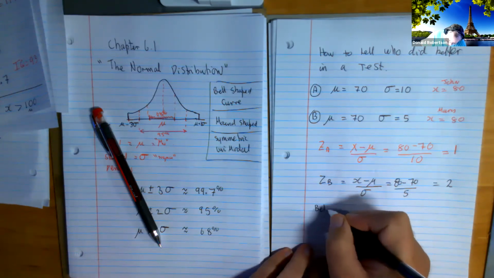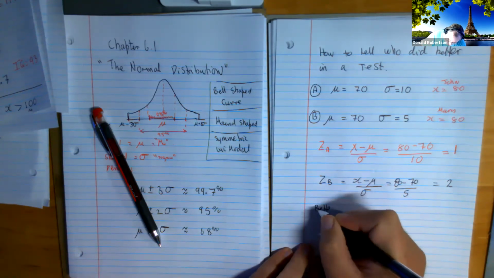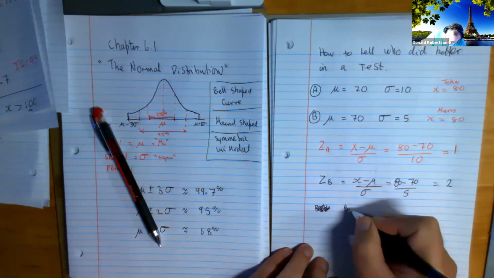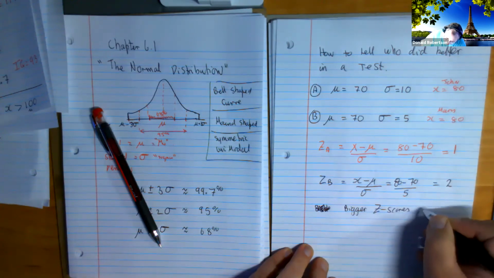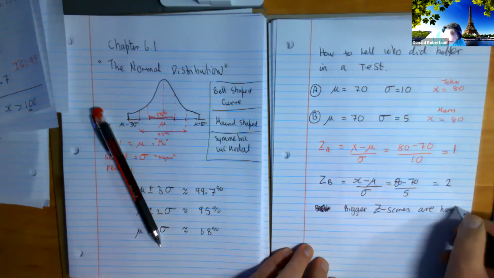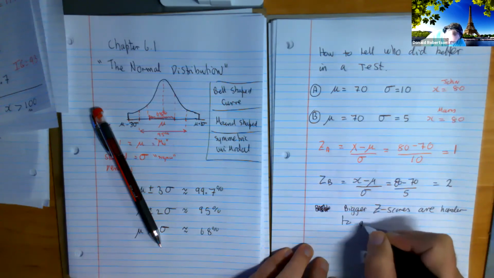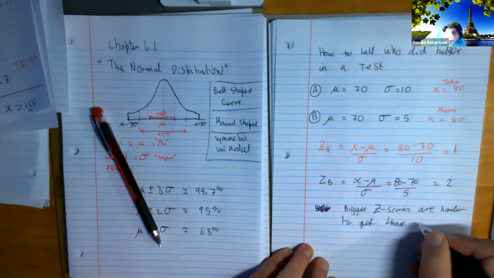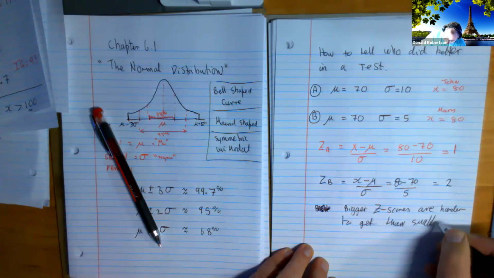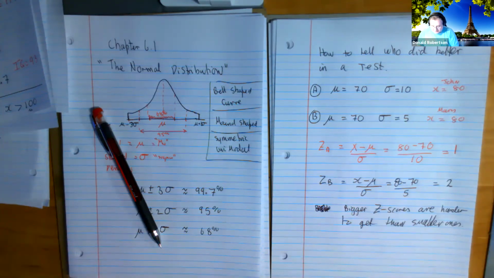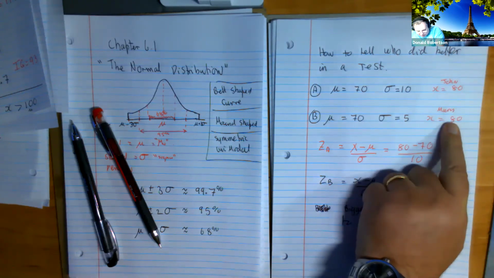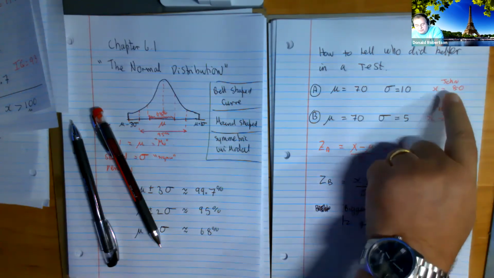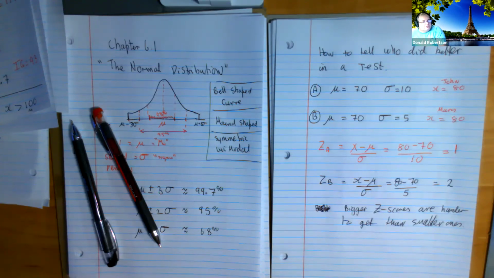And this is a truism. Bigger z-scores are harder to get than smaller ones. So what that means is Mary did do better. It was much harder in her class to get a score of 80 than it was for John to get a score of 80.